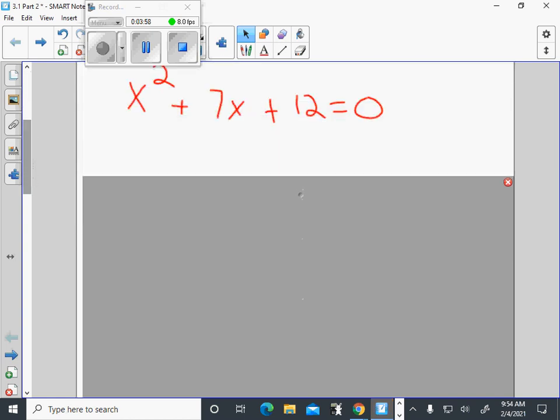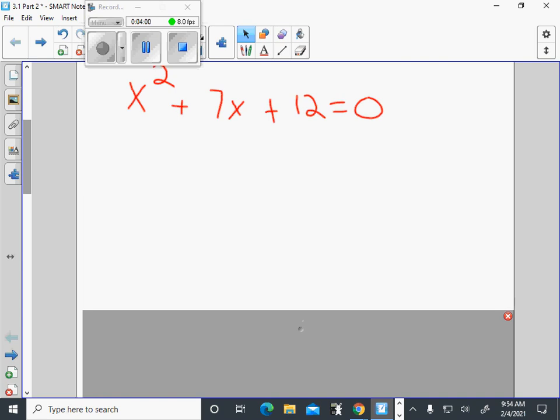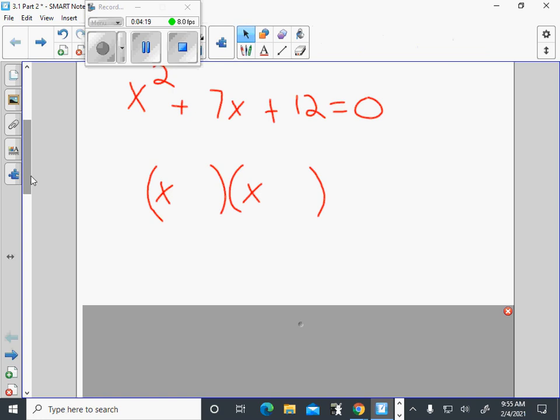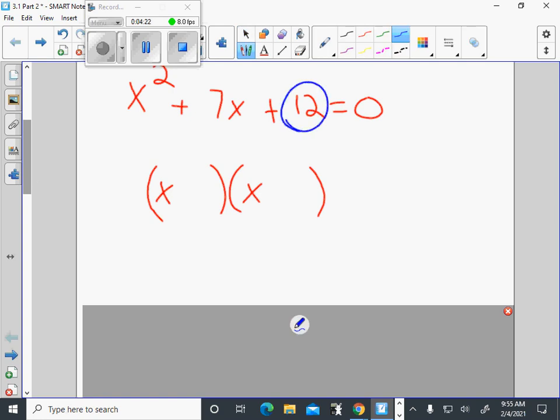Let's try this one. Got plenty of room. We have x squared plus 7x plus 12. Okay, so my numbers here are going to be x and x. We don't know our middle symbols yet. And we have to find the factors of 12. Okay, what are the factors of 12? It's 1 times 12, 2 times 6, 3 times 4, and that's it, right?